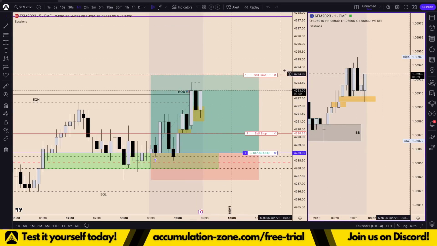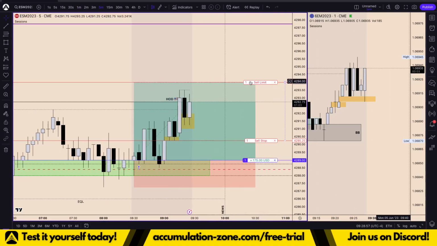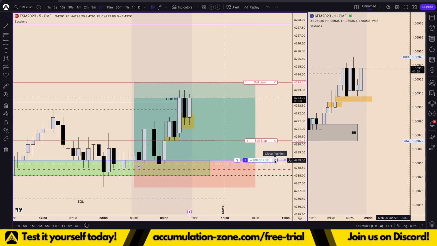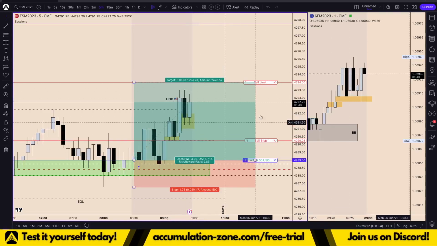It's 3:28, so we have 2 more minutes before market open. Seems like this fair value gap is holding support. I've got my sell limit in place. Price is pushing towards those 2 equal highs. So we will see.